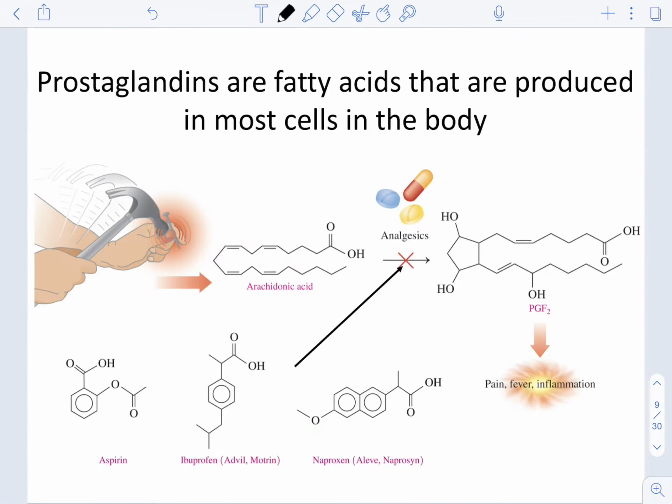Another purpose of fatty acids is that they are produced in some cells. Specifically, prostaglandins are fatty acids produced in the body as a signal for inflammation. This is one of the other roles of fatty acids in signaling. Arachidonic acid specifically is turned into a prostaglandin, and this prostaglandin results in pain, fever, and inflammation when we get hurt. The use of analgesics is to prevent the formation of this prostaglandin molecule.